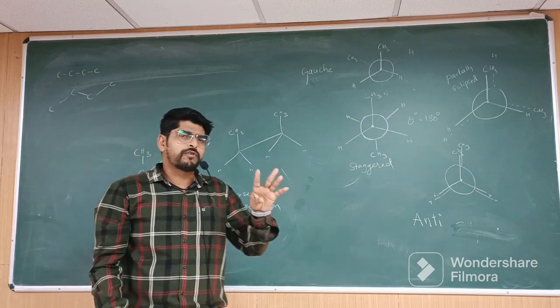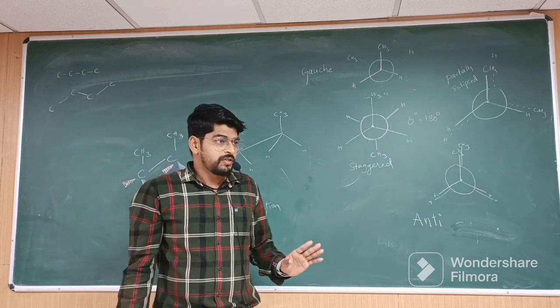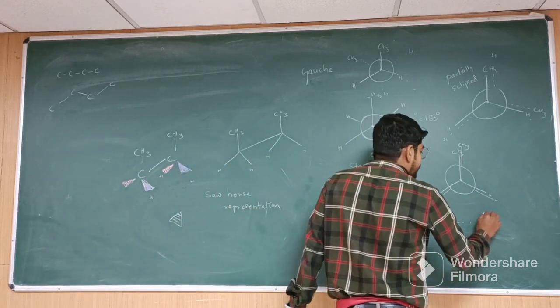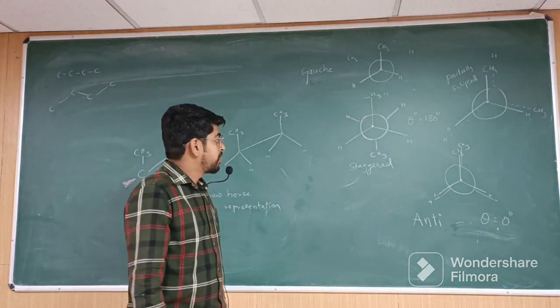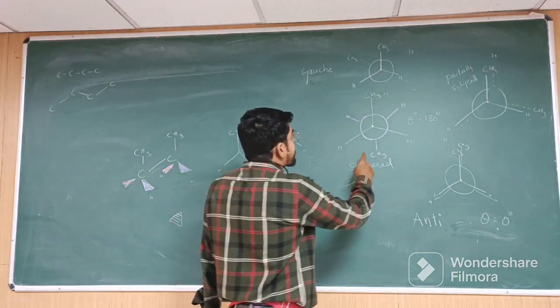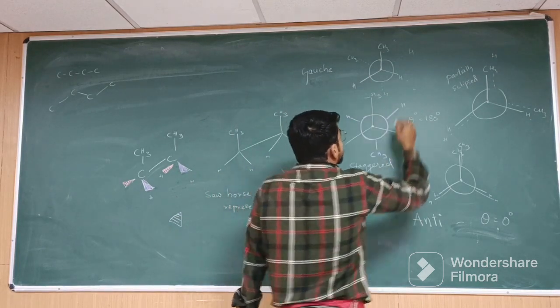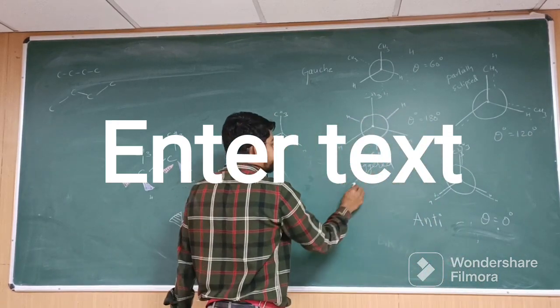So again we have four forms. Anything in between is skew. Ignore skew for a while. So I have to tell the dihedral angles. Theta value here is 0. Agreed? Theta value in the gauche form, 60 degrees. Theta value here in the anti staggered form, 180 degrees.